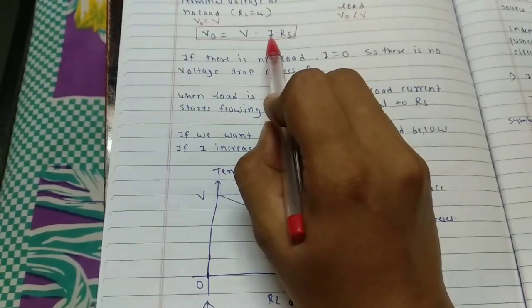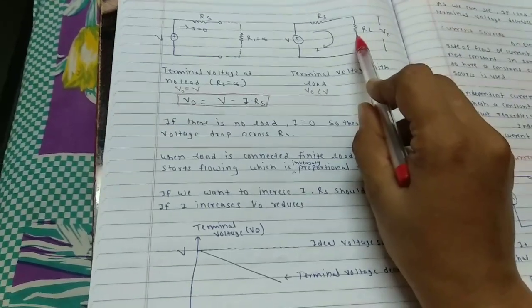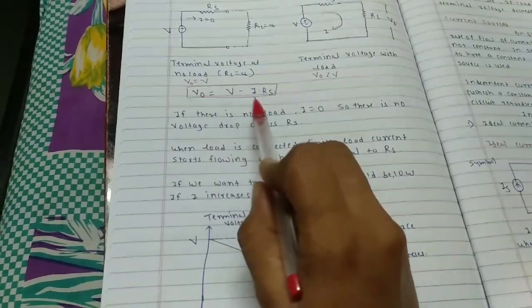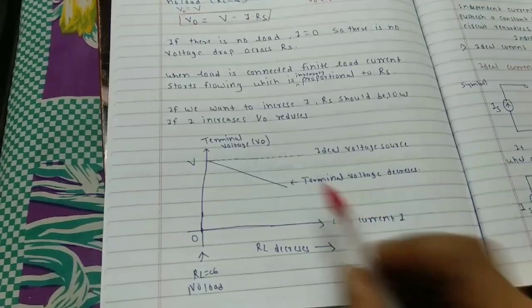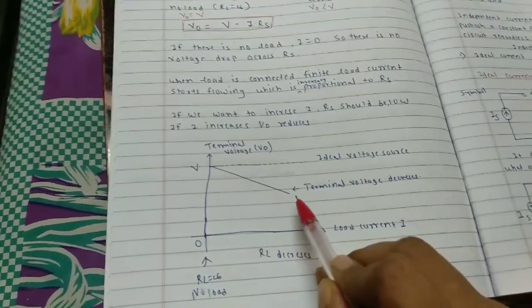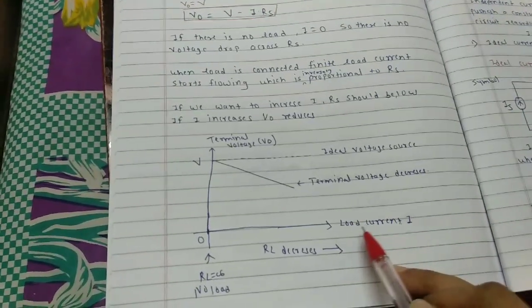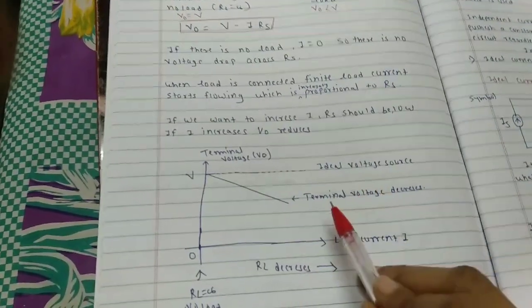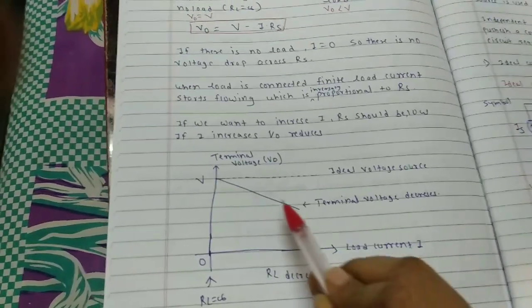But now, according to this formula, when a finite load resistance is connected, the output voltage depends on the current. So as the value of current increases, the value of output voltage decreases. The terminal voltage starts decreasing if we increase the load current I. So this is the practical voltage source, and in a practical voltage source we get this kind of graph.